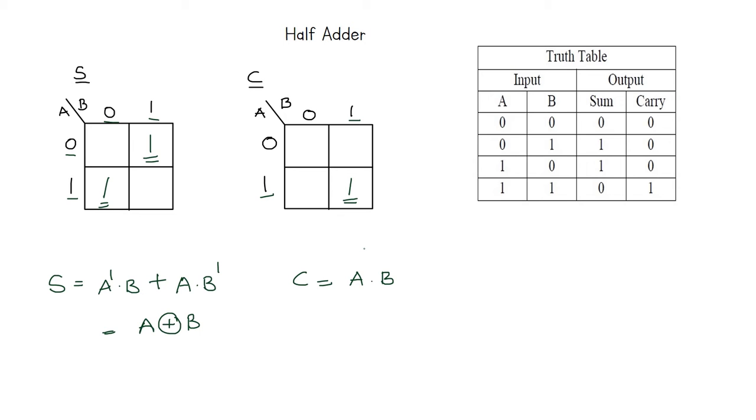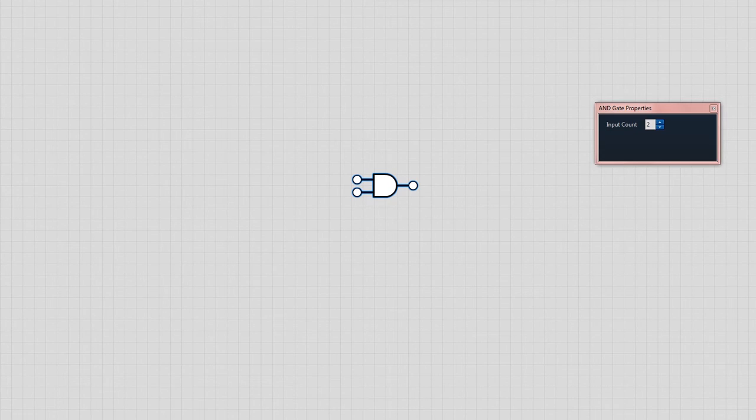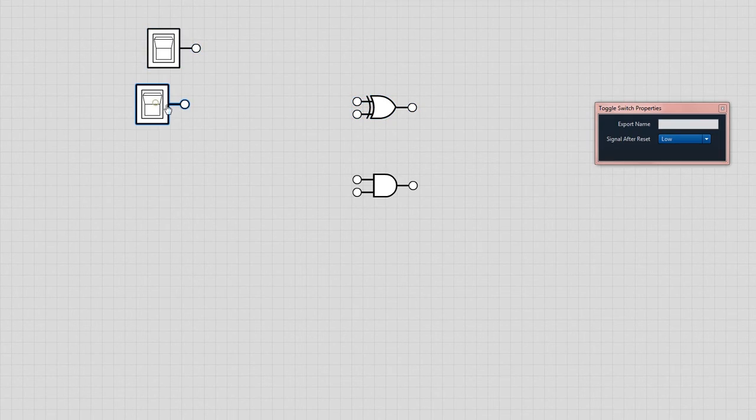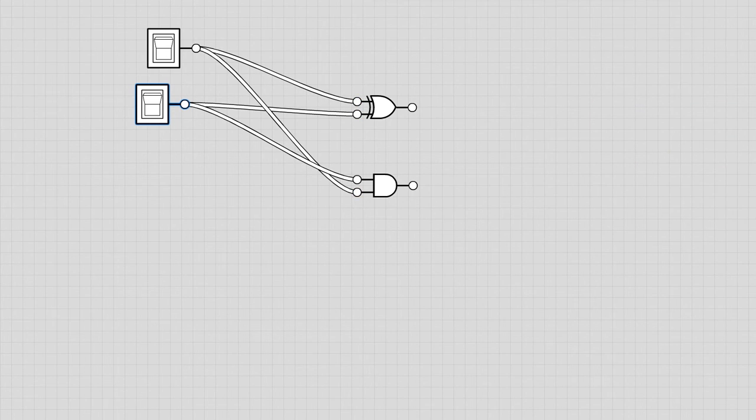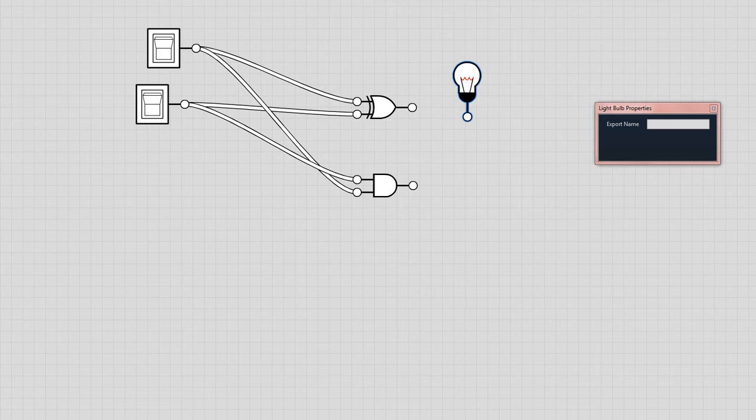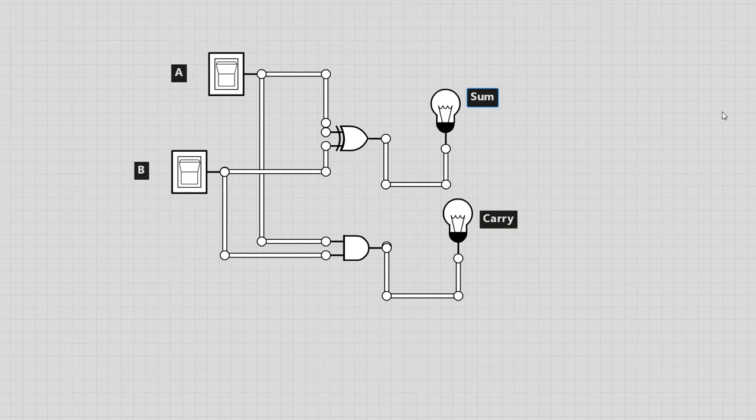Now I'm going to show you the simulation of the half adder. So we obtained the functions of carry and sum. To design a logic circuit, we need XOR gate and AND gate. So here's an AND gate and an XOR gate. Both take the same inputs A and B. So I'm gonna take two switches and connect the same for both the gates. Now I'm connecting the outputs of the gates to the light bulbs. After totally organizing the circuit, it would look like this.